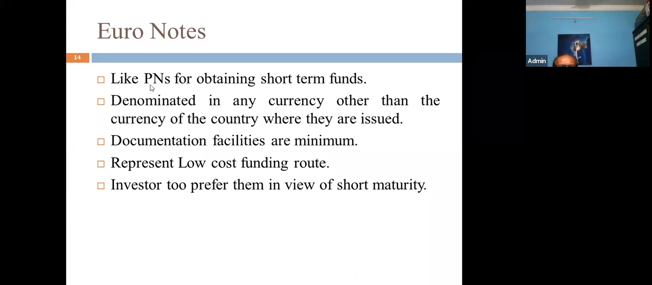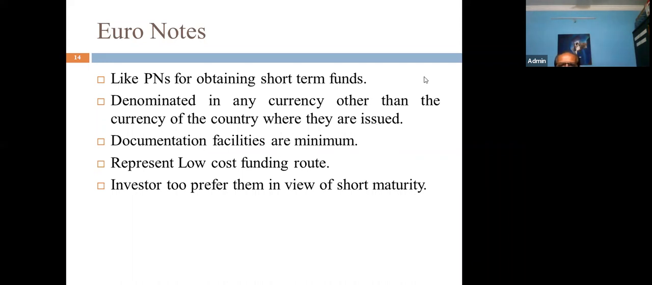PN stands for promissory note. Like promissory notes for obtaining short-term funds, because there are two types of funds which a company looks for: one is short term and the other is long term funds. Similarly, Euro notes are there, which cater to short-term requirements. It is denominated in any currency other than the currency of the country where they are issued.